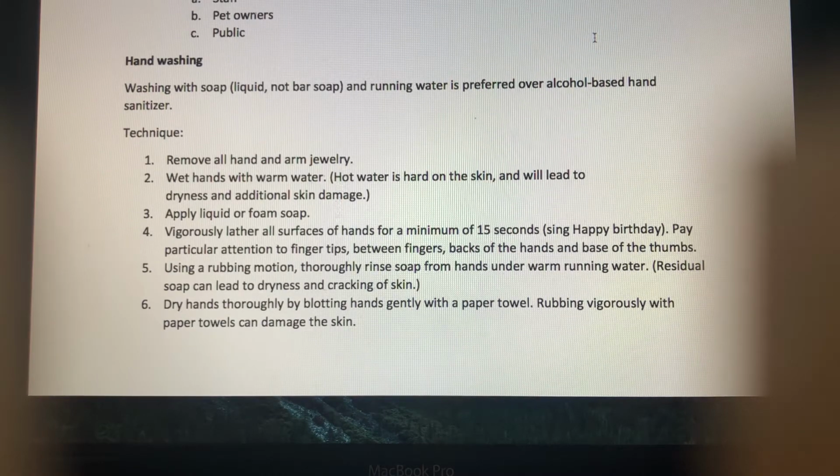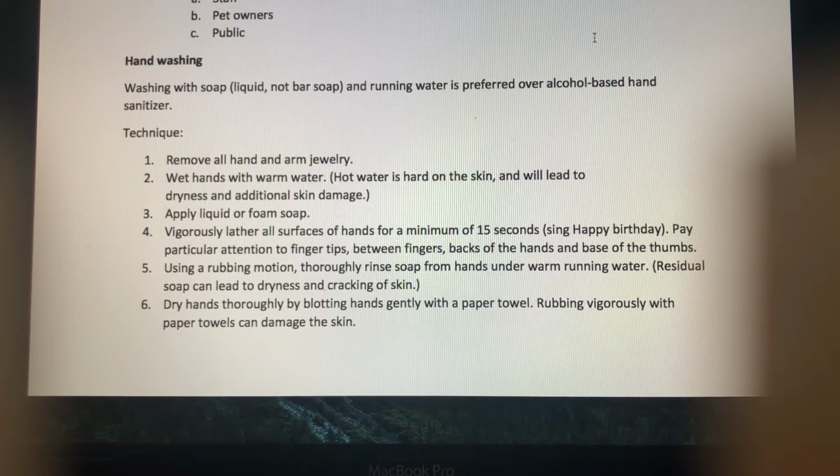So your technique: remove all hand and arm jewelry. Honestly, I leave mine on because my hand and arm jewelry was contaminated as well, right? Or better yet, don't have hand and arm jewelry. I wear a watch. I will leave my watch on and I will wash my watch. I have a waterproof watch. I'll wash it with water while I'm doing my cleaning, and I tend to leave my rings and stuff at home. You want to wet your hands with warm water.